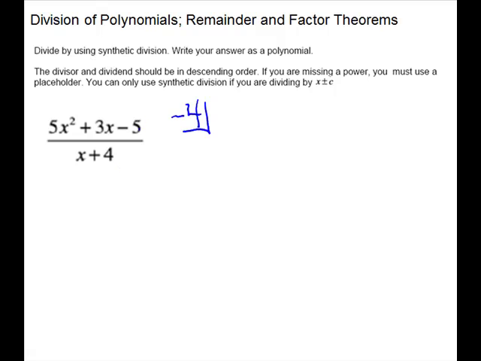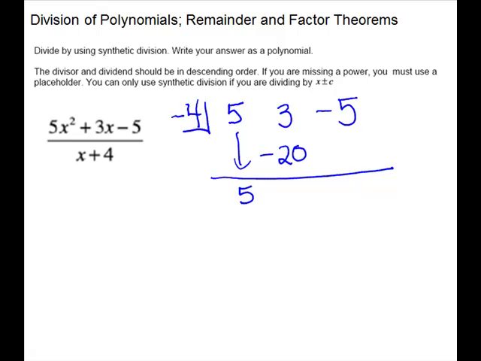Take your coefficients from your dividend, and they are in descending order. There are no missing terms. So we have 5, 3, and negative 5. Skip a row, draw your line, bring your first one down. We're going to multiply 5 times negative 4, which is negative 20, plus 3 is negative 17. Multiply back. Negative 17 times negative 4 is going to give us a positive 68. And 68 minus 5 will give us a positive 63.